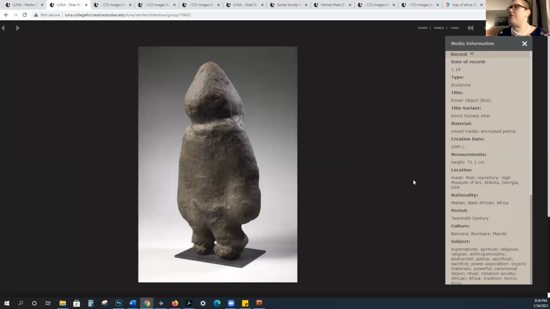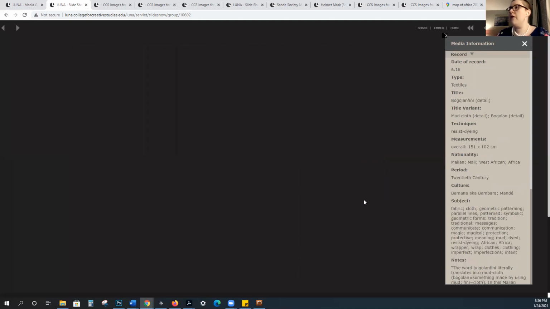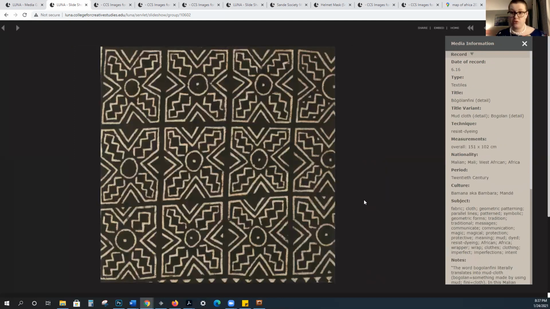All right, the last traditional, and you can see that this one is in fact much more anthropomorphic, so humanoid. The last traditional objects that I want to talk to you about are called bogolanfini, and this is called mud cloth. That's the other term for it, and this is a textile. Bogolanfini is a female art form. It is made by women. And the term bogolanfini, bogo means mud and fini means cloth.